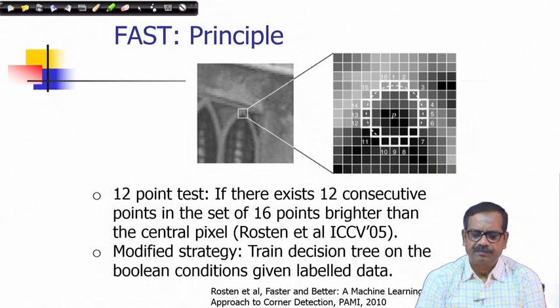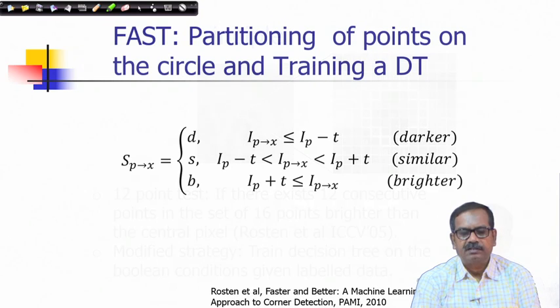The details you can find in this particular paper which has been shown here. It is a paper published in IEEE Transactions on Pattern Analysis and Machine Intelligence in 2010, written by Rosten et al. You can look at this paper and get the details. Just a little more elaboration about this particular point: even for the decision trees, there is partitioning of points on the circle, and you can train them as a decision tree.